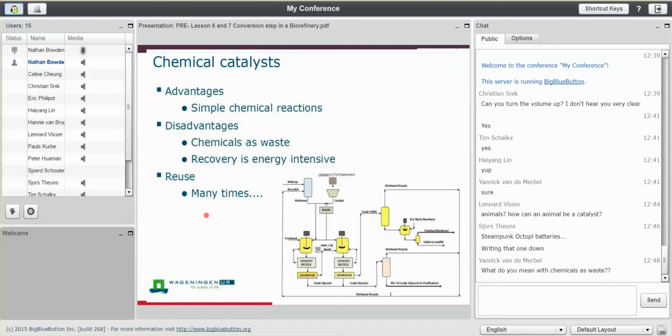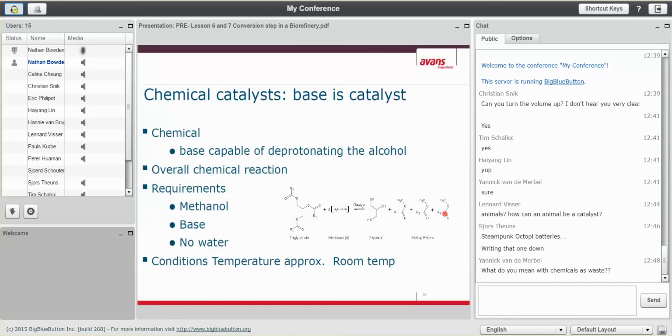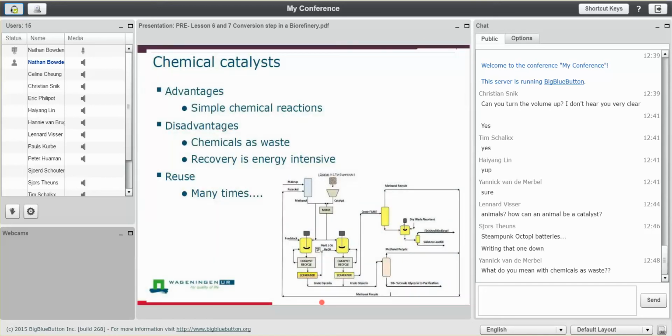Chemicals as waste means that you use a base, you use a chemical reaction, but here it produces things you don't necessarily want. You may not want glycerol. And then how do you get the glycerol out? Well, you get it out eventually. Here's the 90% crude glycerol. And you can recycle the methanol, but you have to get it out somehow.